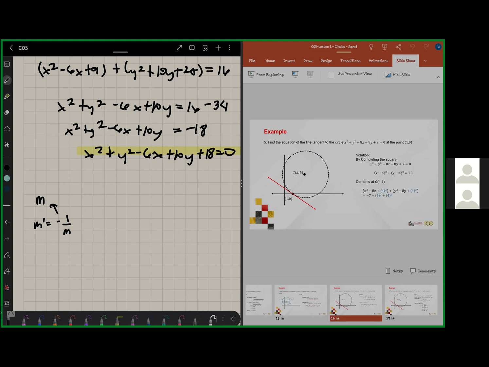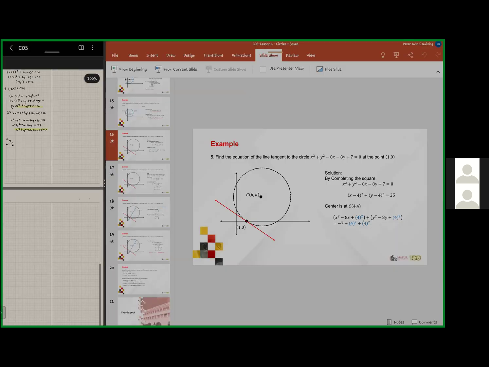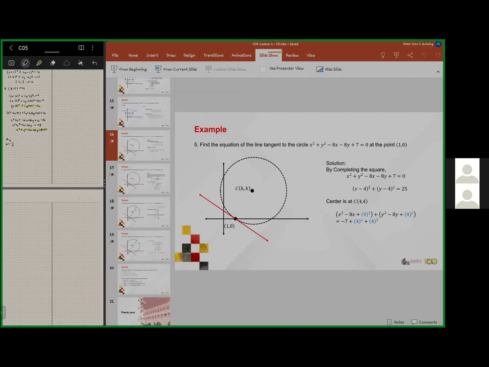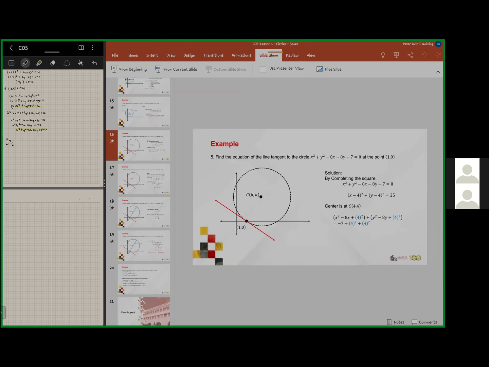If we look at this solution, find the equation of the line tangent to the circle. First, what the solution did is, by completing the square, we first get the standard form of the circle to find our h comma k. And we have 1 comma 0. So the line should be tangent to the diameter of the circle when intersecting the center and intersecting 1 comma 0.